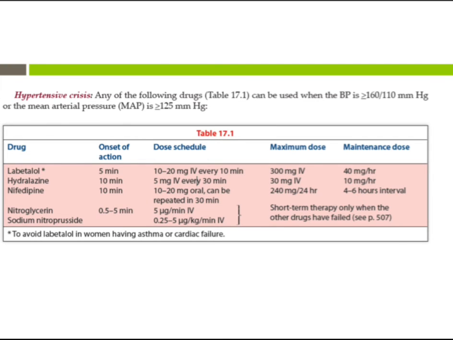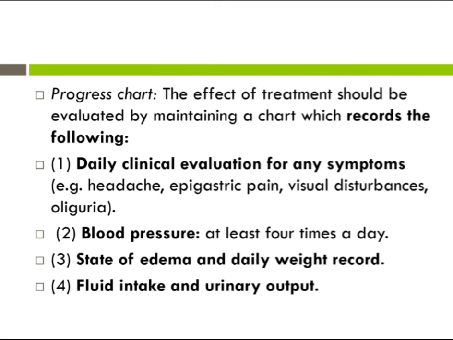Hypertensive crisis. Any of the following drugs can be used when the blood pressure is greater than 160 over 110 mm mercury or the mean arterial pressure is greater than or equal to 125 mm mercury. So the drugs mentioned are labetalol, hydralazine, nifedipine, nitroglycerin, sodium nitroprusside. However, you have to avoid labetalol in women having asthma or cardiac failure.